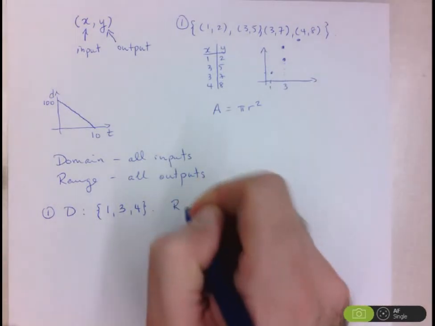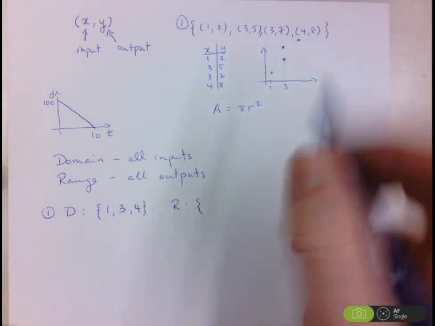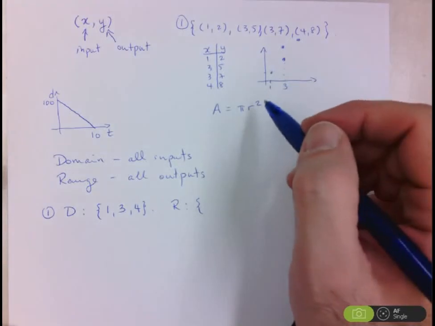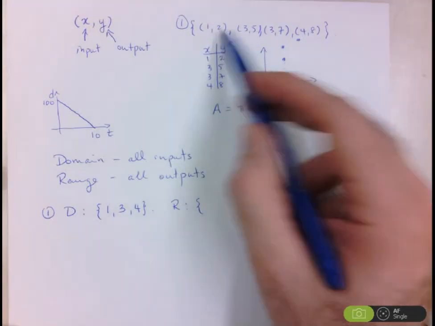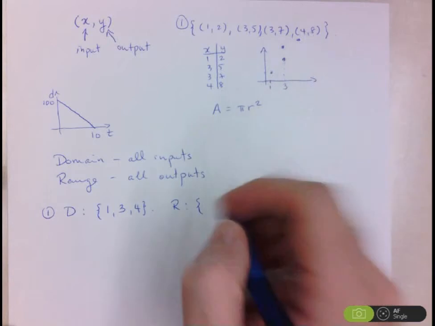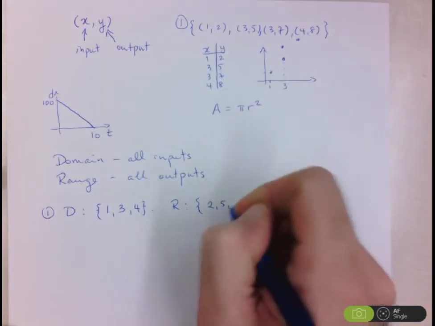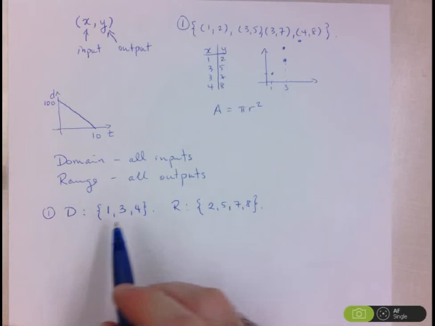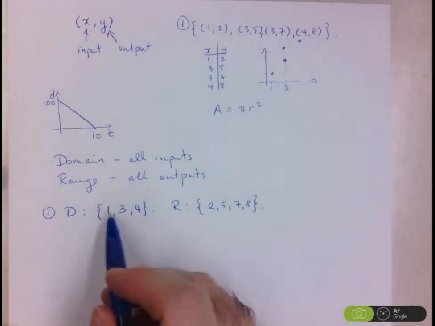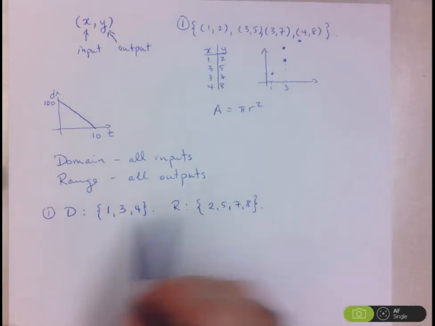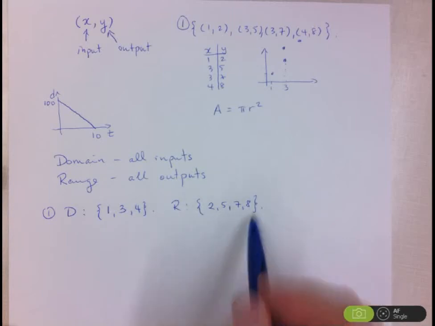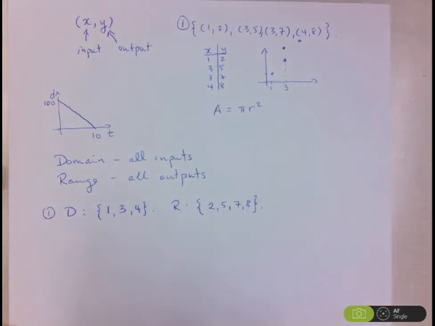Okay, if we look at the range values, again, because I have a finite number of points, I can just list the range values. And here I have a range value of 2, of 5, of 7, and 8. Okay, and this is what we call set notation, meaning we include all the possible inputs, all the possible outputs within a set, and that is denoted using these braces.